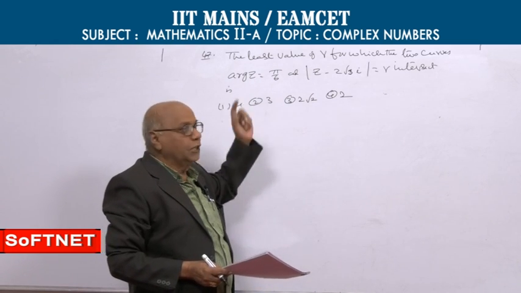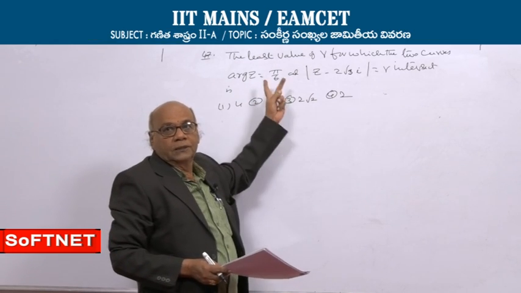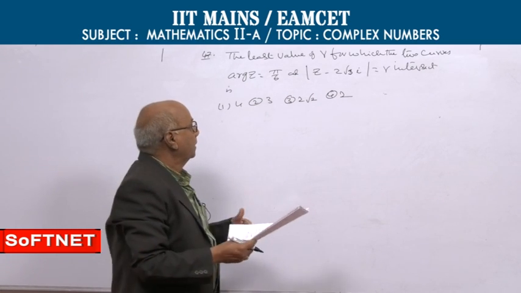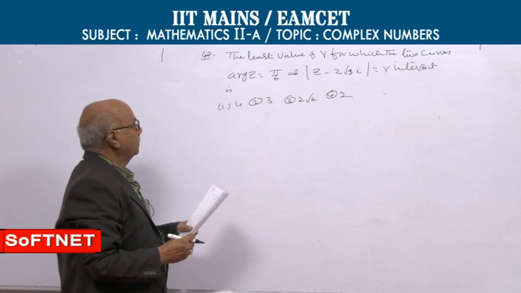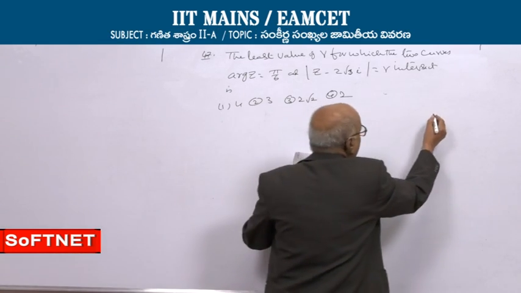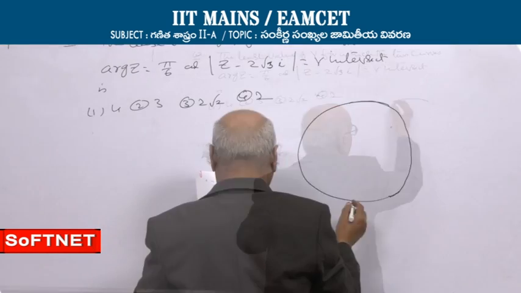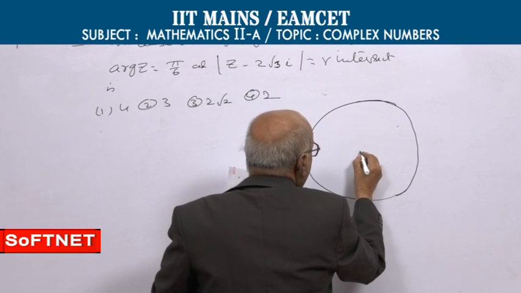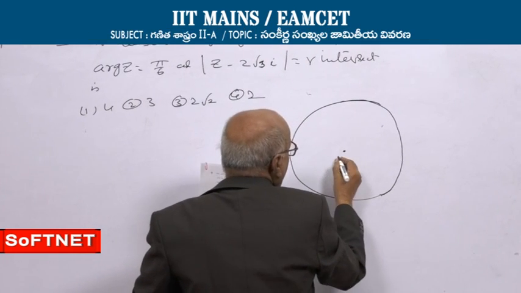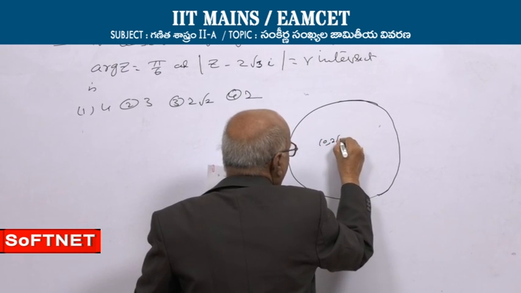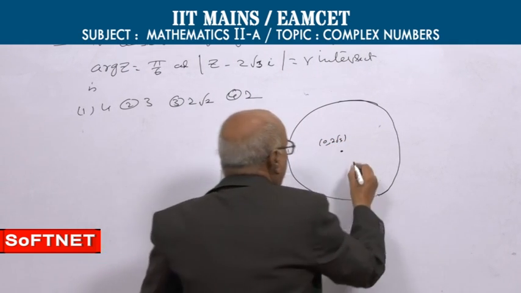That means the least value of R for which these two curves intersect. So the options are 4, 3, 2 root 2 and 2. Now you can see what the 2 root 3i is. So the center is simply (0, 2 root 3) and of course the radius is R.